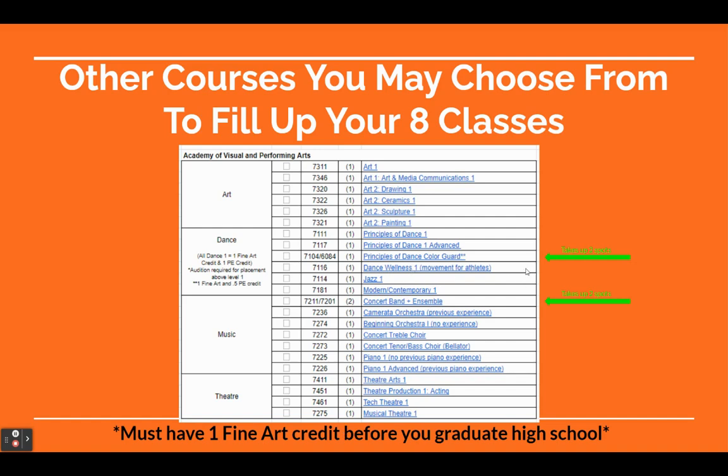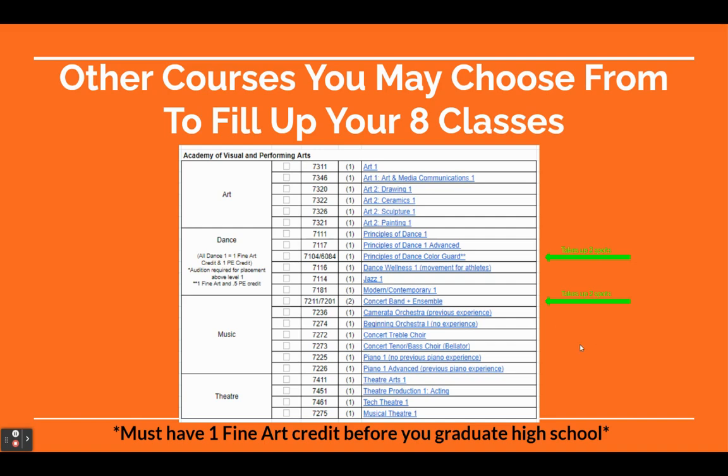Jazz 1. This is like a private dance class you'd be paying for outside of school. You get it for free during the school day. Modern dance, same as well. So this is just 2 different styles of dance. Again, it takes up 1 class, but you get your fine art and your PE credit.